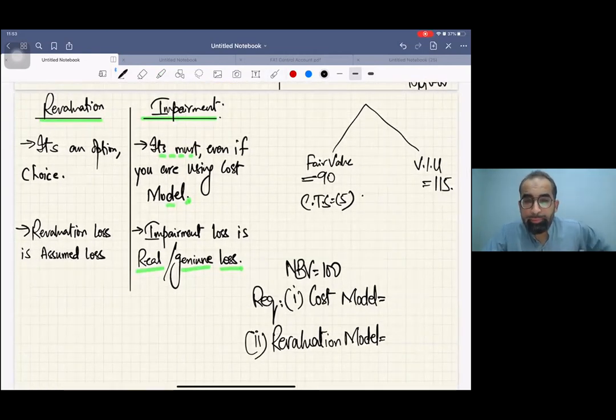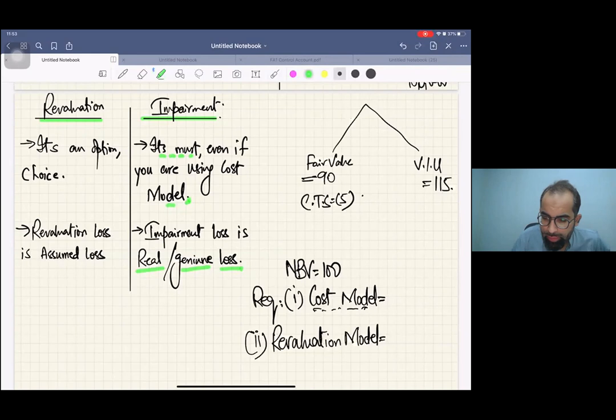You have an asset with a carrying value of 100. Your NBV is 100 right now, and you are using the cost model. The first case is the cost model. Now the fair value of the asset is 90, cost to sell is 5, whereas the value in use, VIU, is 115.